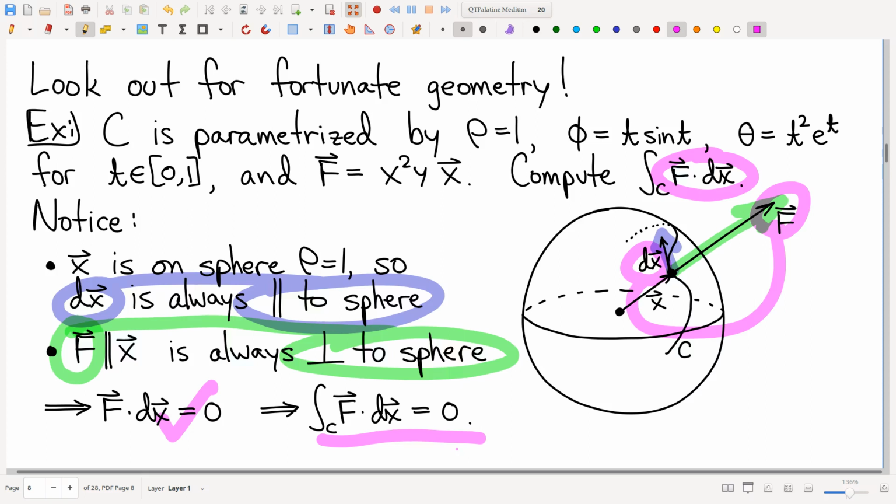The parameterization didn't make any reference to the sphere. The vector field didn't make any reference to the sphere. But the sphere was kind of underlyingly natural to both of them, and making this argument in relation to the sphere is what allowed me to see how easy this problem could actually be. Everybody all right with that? So heads up, right? Be on the lookout for convenient geometry. Sometimes it will make your life really, really better. Okay. All right.